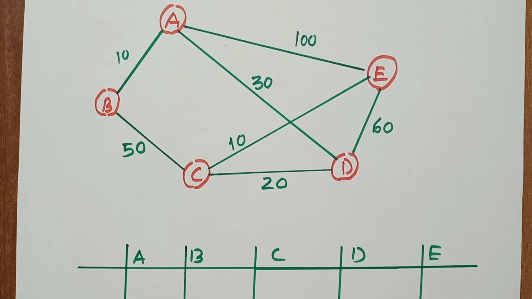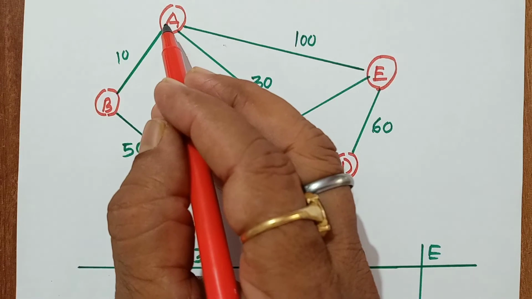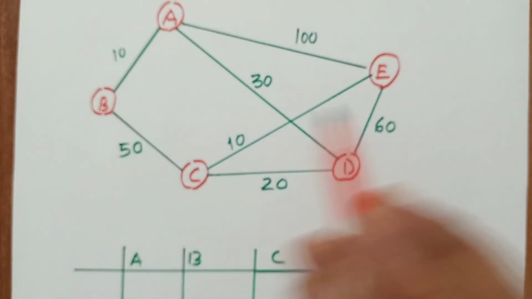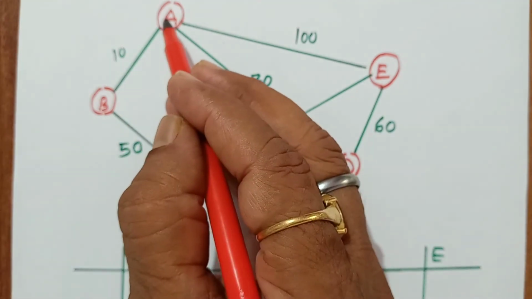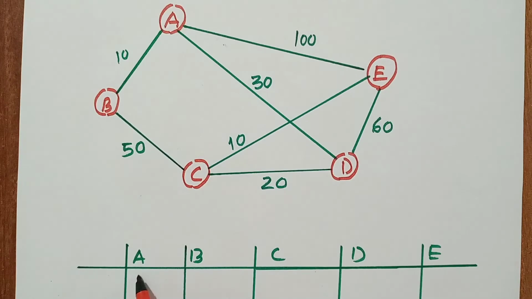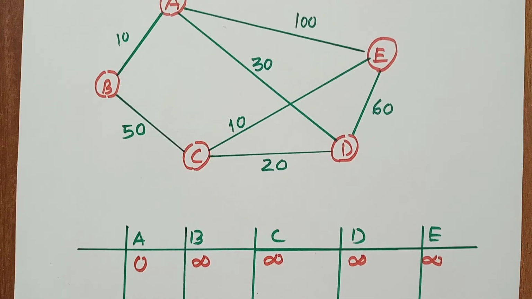Next step is we will put 0 at source vertex and infinity at remaining vertices. So source vertex is A. You can take any vertex as source vertex, means starting vertex. You are free. Okay, so suppose A is source vertex. So you put here 0 and infinity at remaining vertices. Okay, this is the first step.